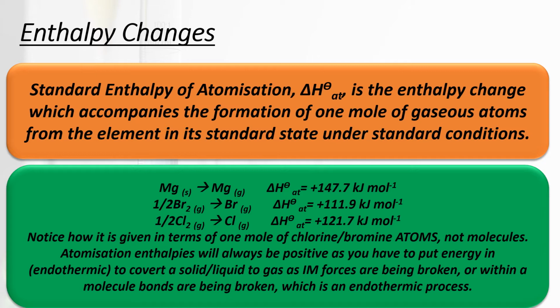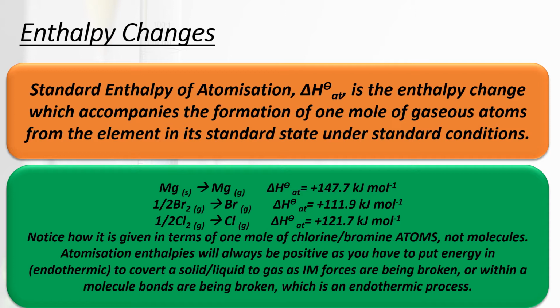So you can see that we've not actually changed the state of this, they're both gas, but we've gone from essentially a half Br2 to Br. So it looks the same because a half Br2 you can think of as just being a bromine atom. But here we're saying we've actually gone from the element in its standard state to just a mole of gaseous atoms. The same thing is true of chlorine.